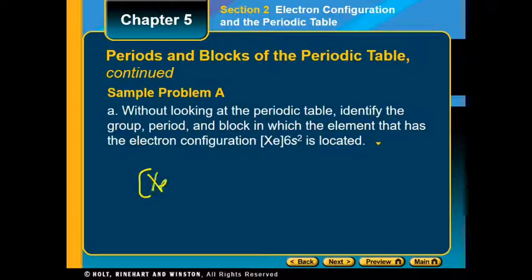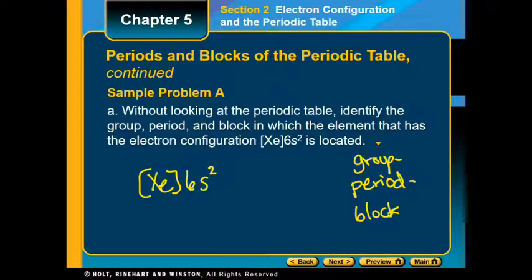So we have Xe 6s2, and it wants the group, period, and block. Sorry about that. So the easiest thing to look at here is going to be the highest occupied energy level. So this right here is my highest occupied energy level. That is period 6.